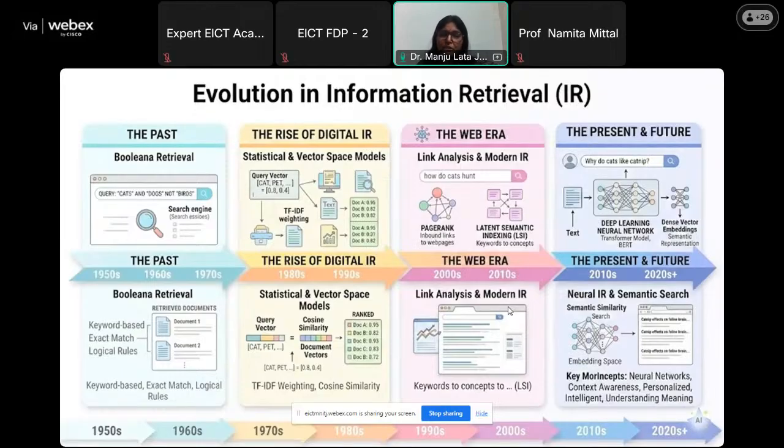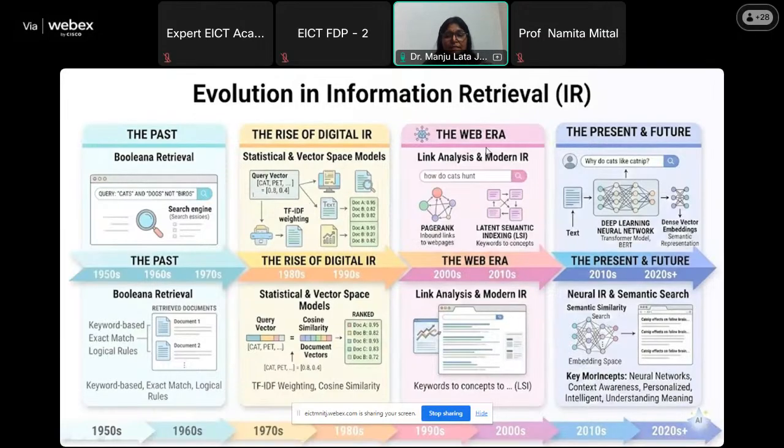To overcome that limitation, vector space models and some more statistical retrieval models came into the picture, wherein the document as well as the user's query were both represented in the form of vectors, and TF-IDF weighting is provided to the document terms, and as per the TF-IDF weighting, the documents are ranked. So this model appeared, and it overcame the limitations of Boolean retrieval.